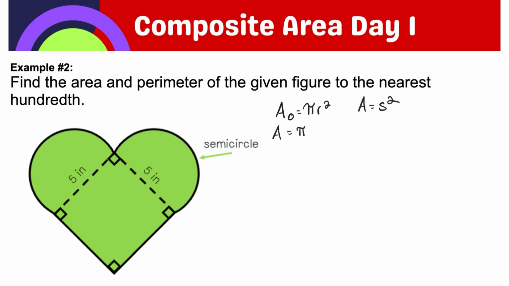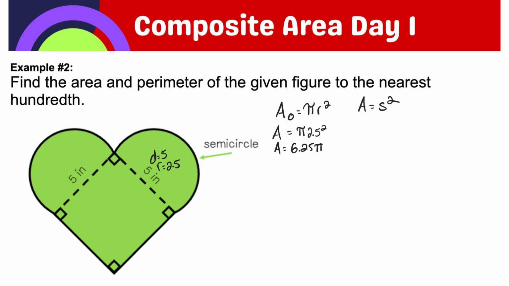Be careful about this. See this 5, how it goes all the way across the circle? Since it goes all the way across the circle, that 5 is actually a diameter. If our diameter is 5, that means our radius is 2.5. So when we put this in our formula, it'll be 2.5 squared. 2.5 squared is going to be 6 25/100ths. Keep your pi.